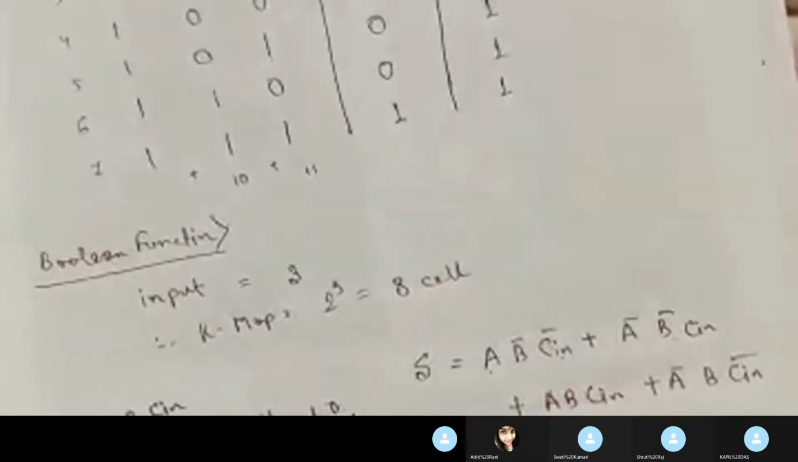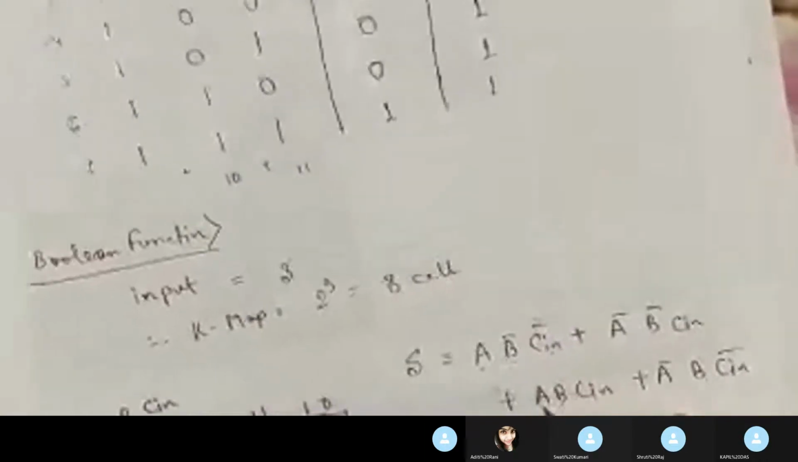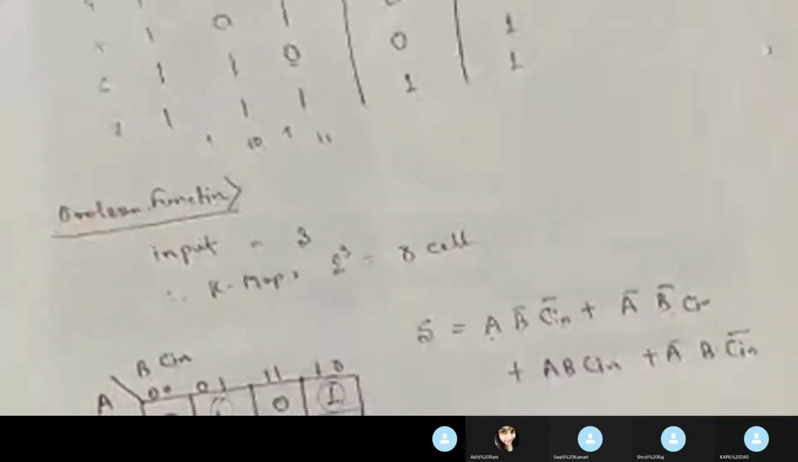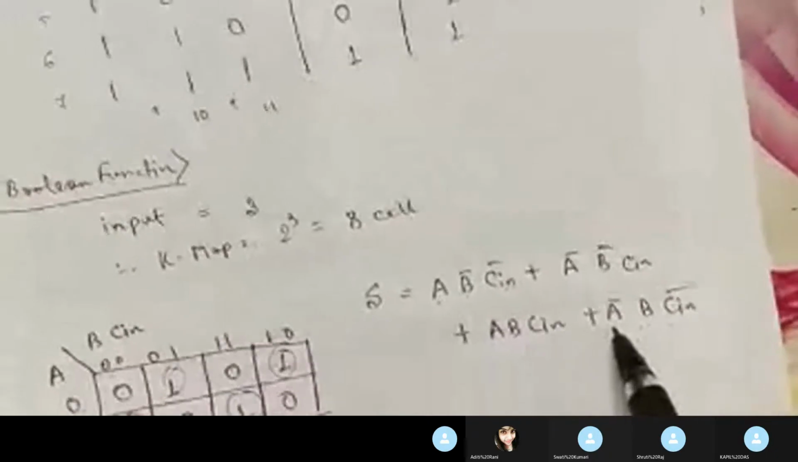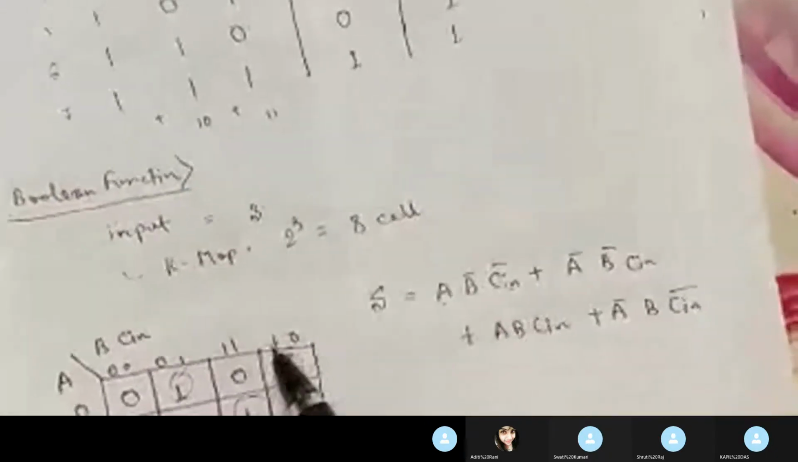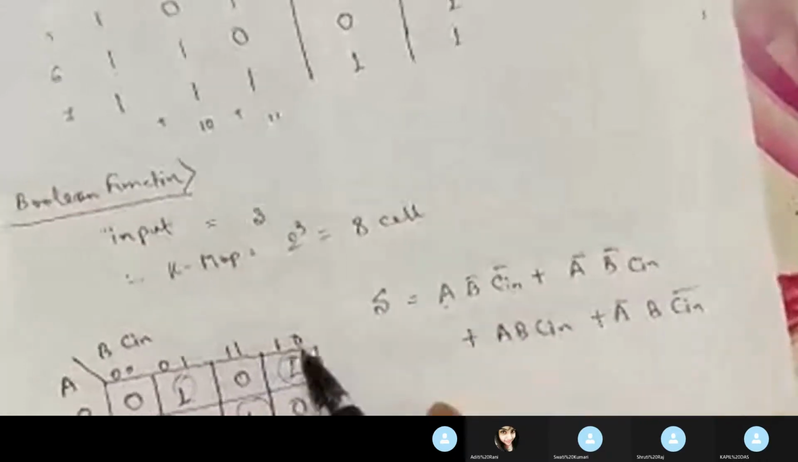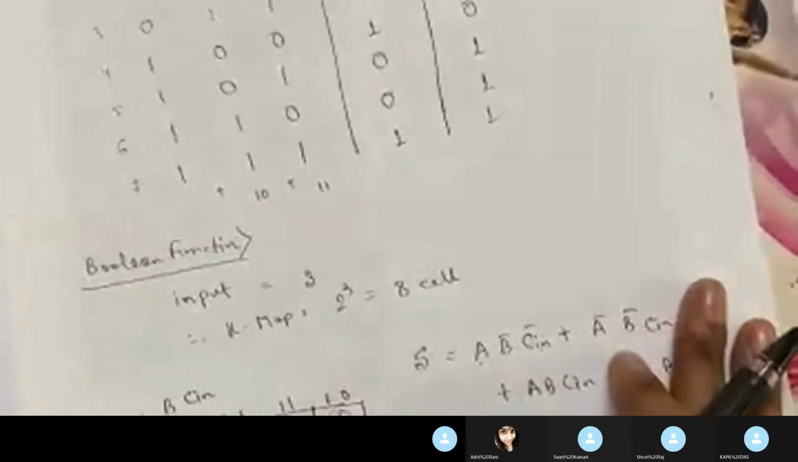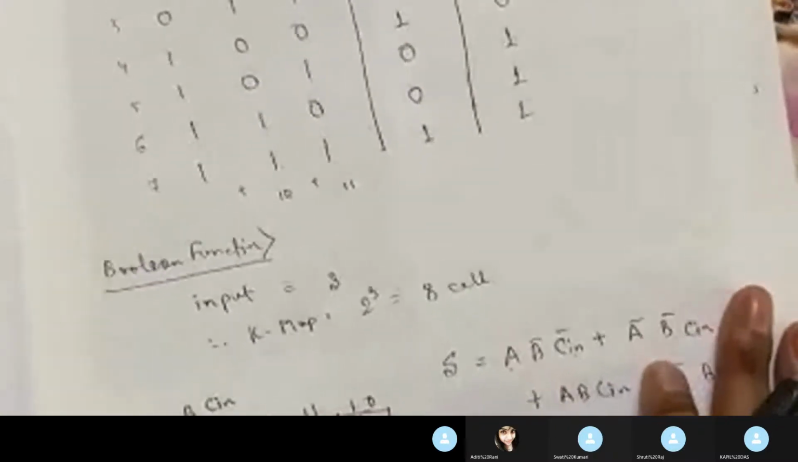For the third one, A is 1, B and C in both are 1, so A B C in. And for the last one, A is 0, it is barred. And again, B is 1, B is kept. And again, C in is 0, it is barred. So this is the sum expression of the full adder circuit. So next we will design the carry of the full adder circuit.